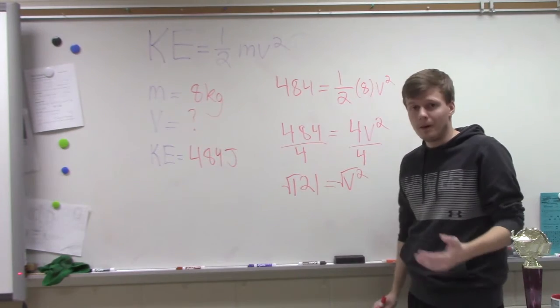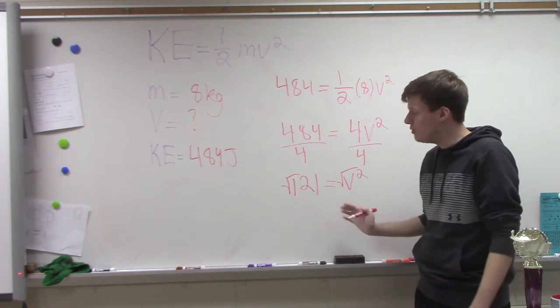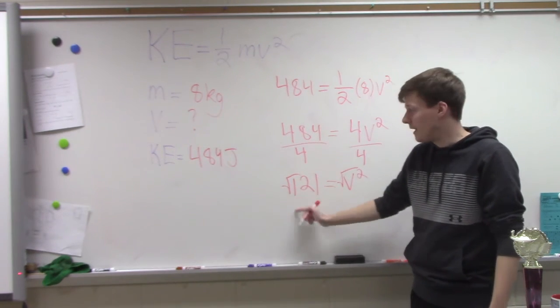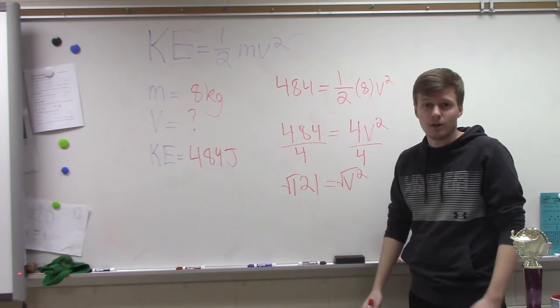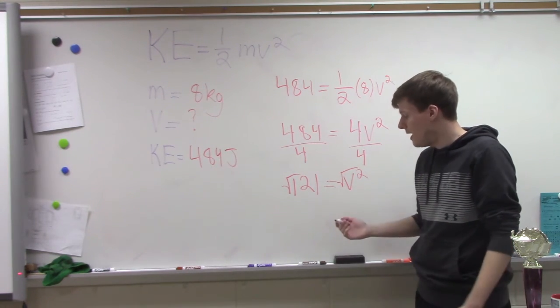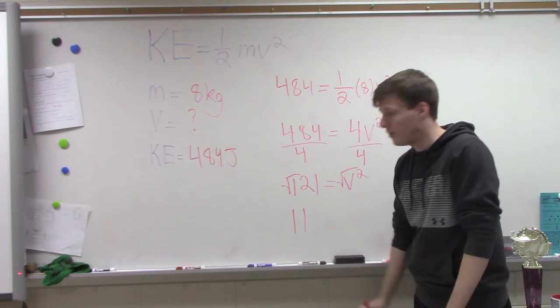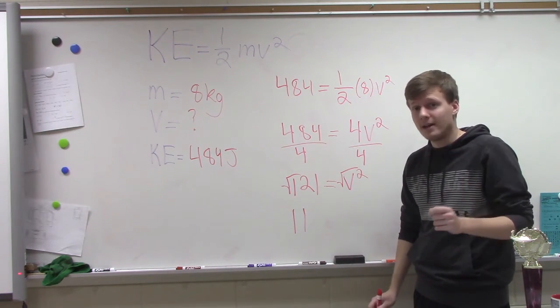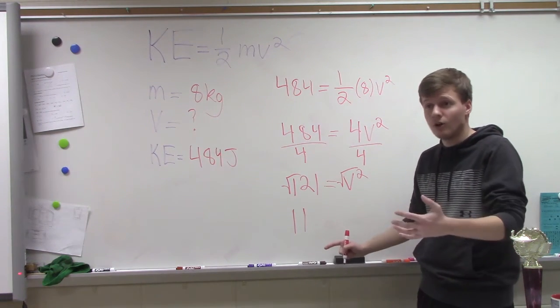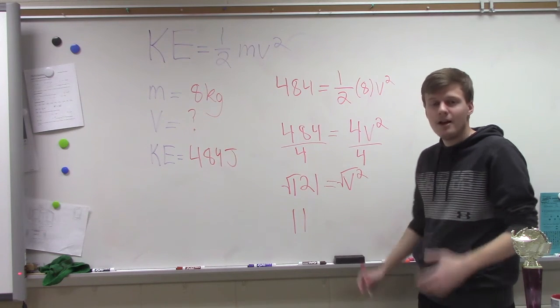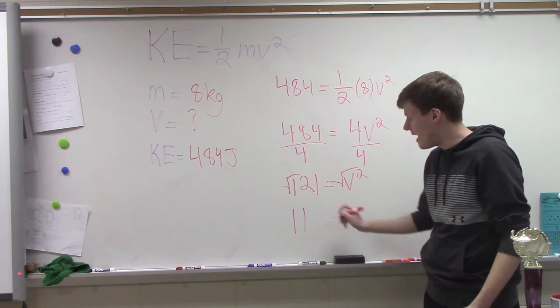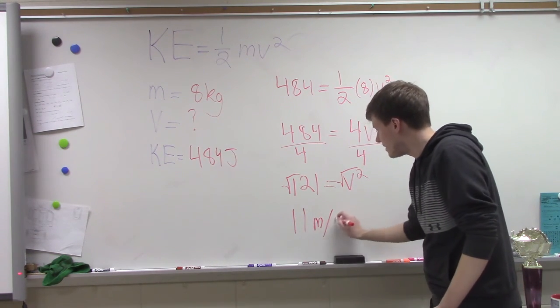But again, same rule applies. If you square root on one side, you must square root on the other side. And the nice part is, 121, you take the square root of that, it's a nice whole number, and it is going to be 11 as your answer there. But don't forget, no naked numbers. What are the units here? What did we solve for? We solved for velocity, so we measure velocity in this class as meters per second.